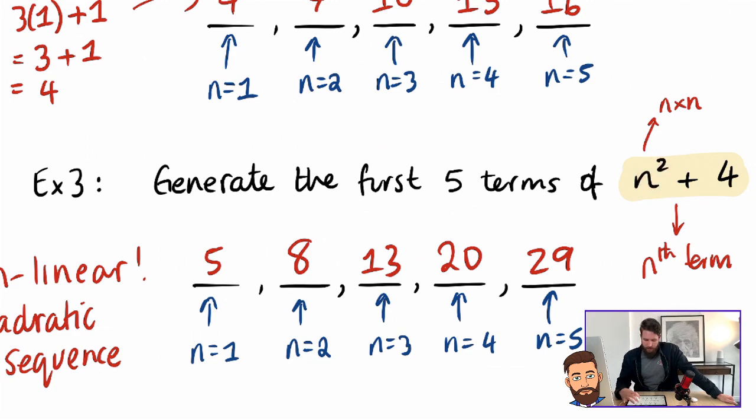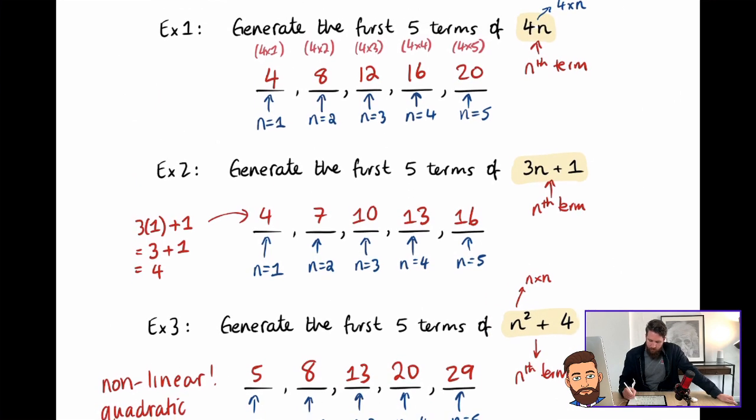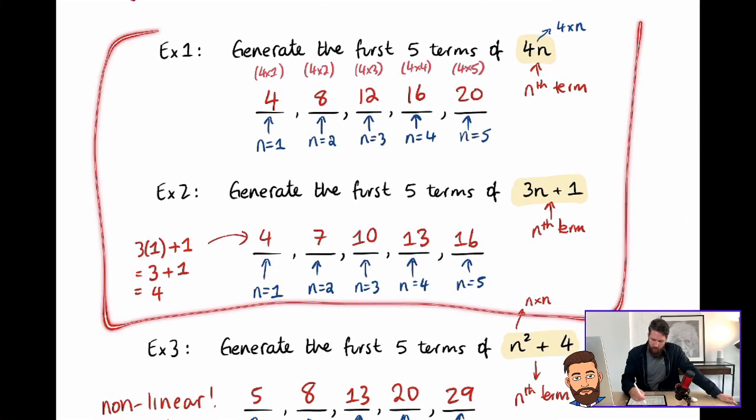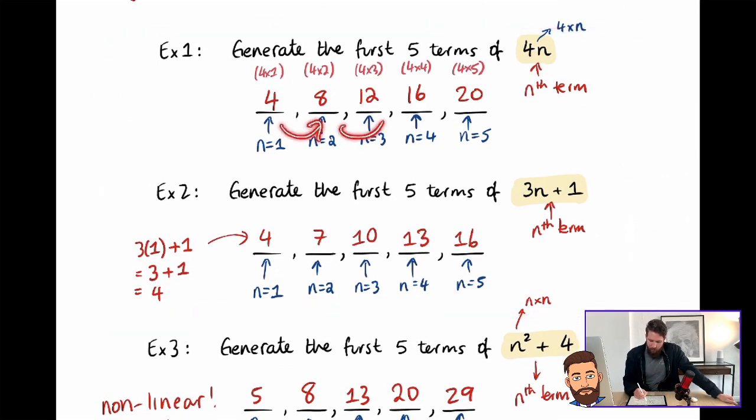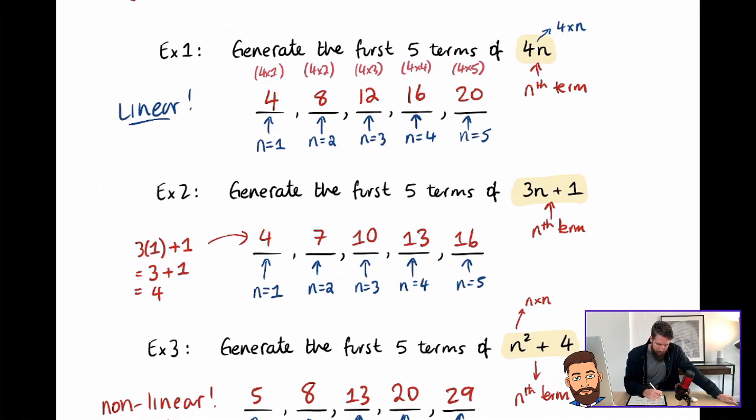Interestingly, there is nothing in front of this n, and it's going up by a different amount. But when we were focusing on the previous 2 examples, we noticed that example 1 was going up by 4, and it said 4n. And example 2 was going up by 3, and it said 3n. The reason this links is because both example 1 and example 2 are linear sequences, which means they're going up by the same amount.